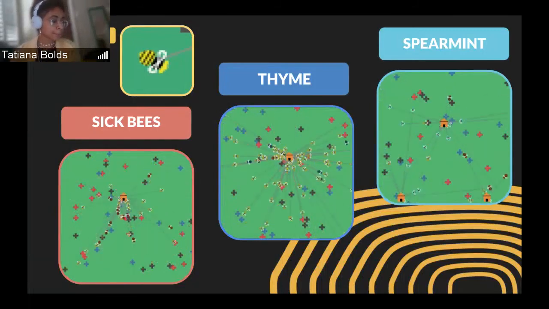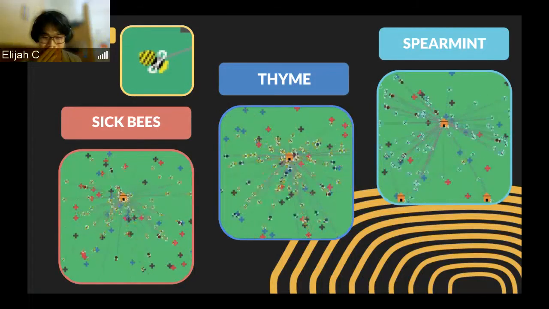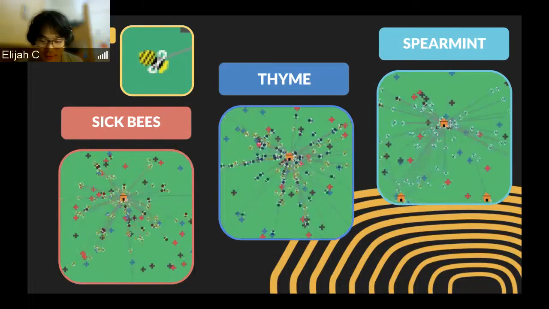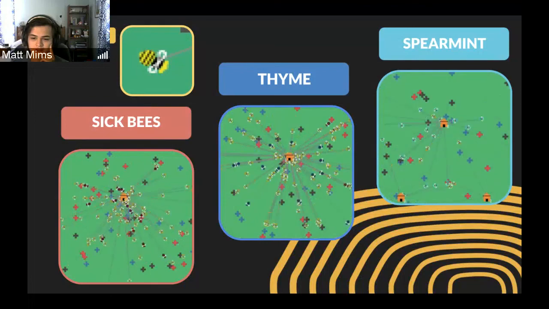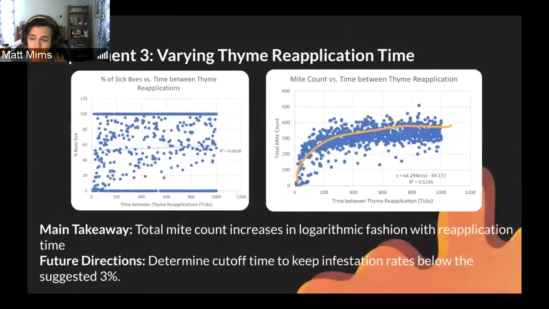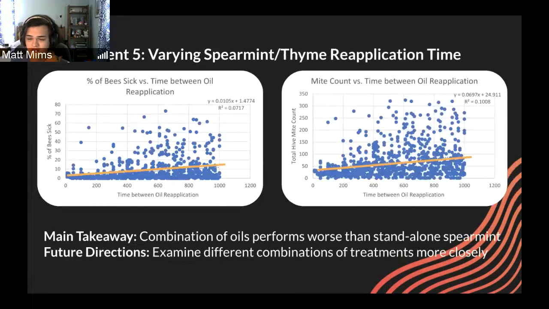Oh, and sorry, could you repeat the second part of your question again? Yeah, I apologize. The second part was, if you're applying both the spearmint and the thyme, is there an opportunity cost where the bees can only be affected by one, or they have reduced effectiveness or something like that?